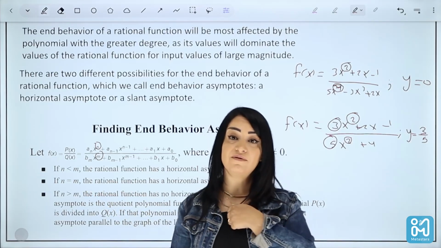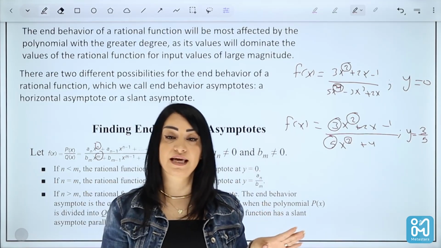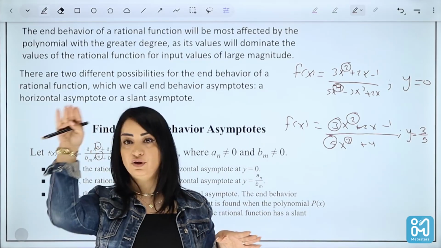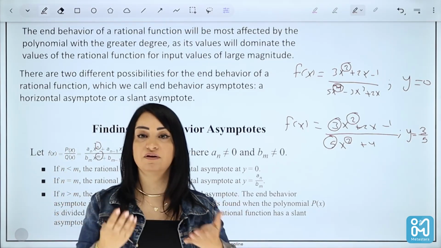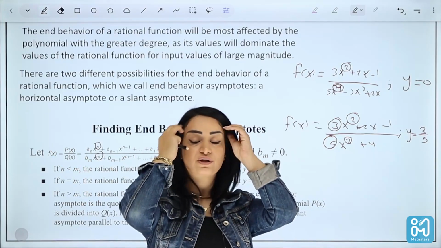So what is the end behavior in this case? We divide the numerator by the denominator, and the quotient we get is the end behavior of the rational function.